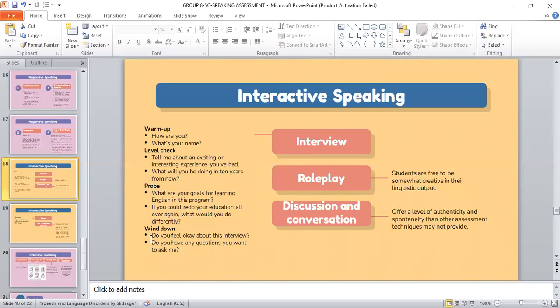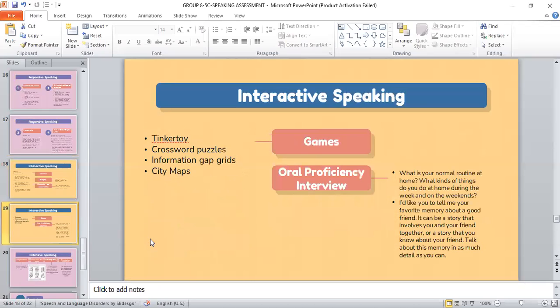And the second one is role play. Roleplay is a popular pedagogical activity in communicative language teaching classes. Within constraints set forth by the guidelines, the student is free to be somewhat creative in their linguistic output. And the third is discussion and conversation. As a formal assessment device, discussion and conversation with and among students are difficult to assess. They offer a level of authenticity and spontaneity that other assessment techniques may not provide. Next slide, please.